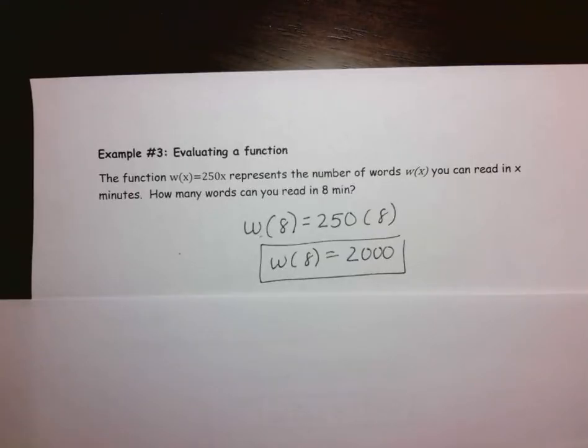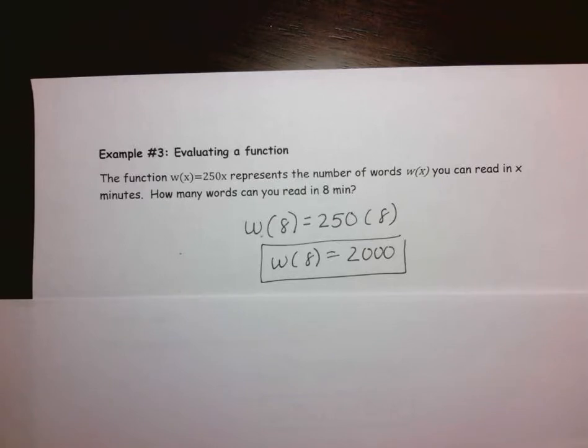Example number 3, now we're going to speak math. We are going to learn how to do exactly what you've been doing for a very long time, except we are going to use function notation, which is the most common form used. So it says the function w of x equals 250x represents the number of words w of x you can read in x minutes. How many words can you read in 8 minutes?